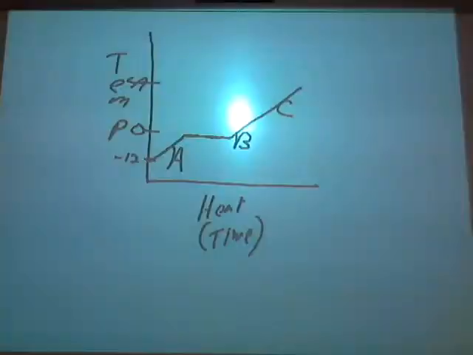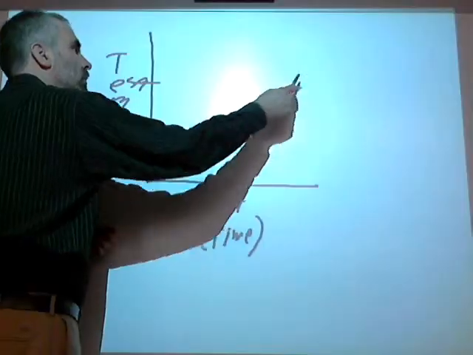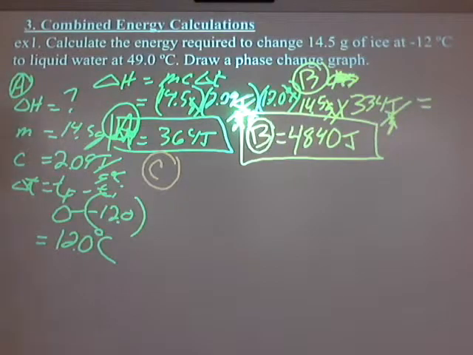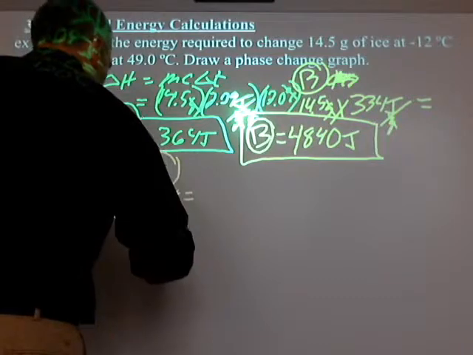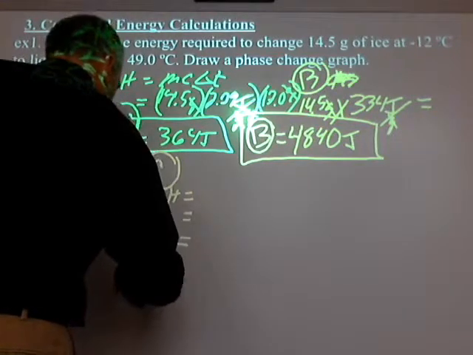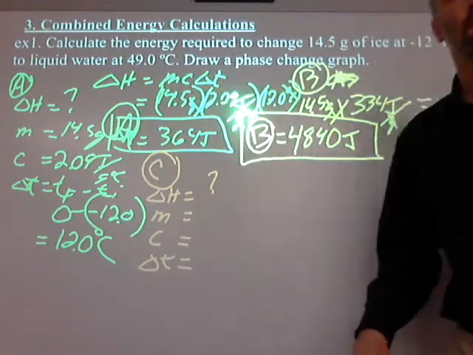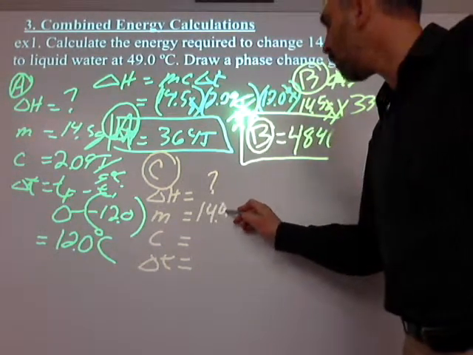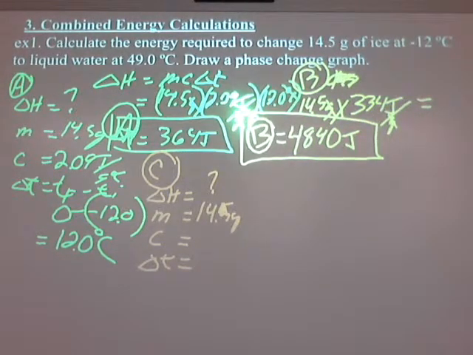All right. Let's see what's happening in this section. Part C is going from 0 to 49, as liquid water. Let's take a look at what we have to do for that one. It's going to be another mc delta T one. So we have delta H equals, m equals, c equals, and delta T equals. My delta H is obviously my unknown. What's my mass? 14.5 grams. Notice the 14.5 grams shows up in every problem. You have to know how many grams you have of this stuff, no matter what.